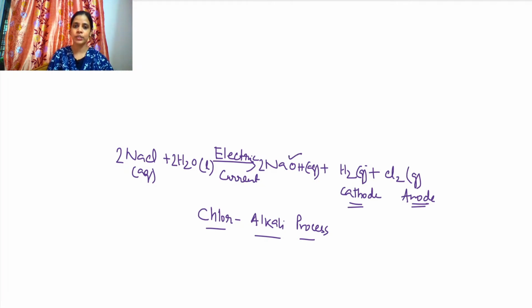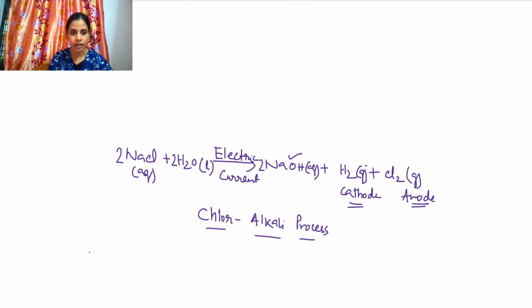Next one. How can you prepare baking soda from this brine solution? What is the formula of baking soda? Baking soda is sodium hydrogen carbonate.